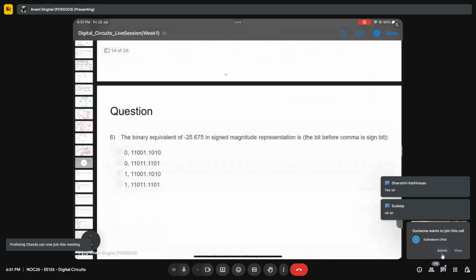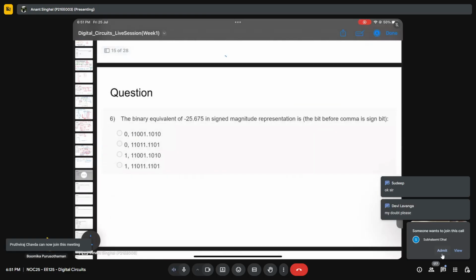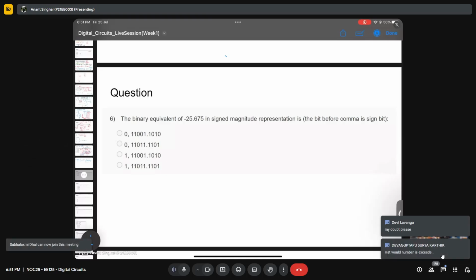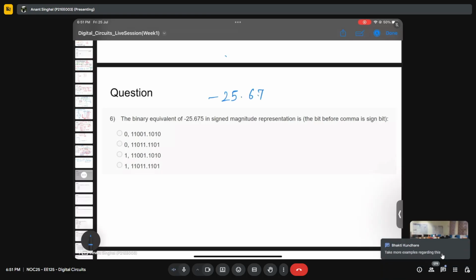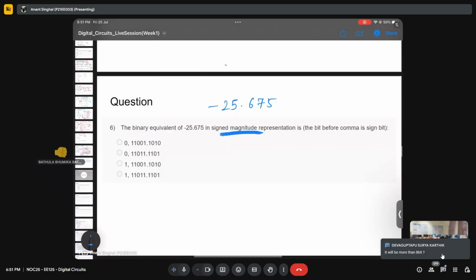Okay, yeah. So let's move to the next problem, which is similar to the problem that has been posted by someone. It says: the binary equivalent of minus 25.675 in the sign magnitude representation. So again, remember it's sign magnitude. The question has said that the bit before the comma is the sign bit. So since we have a negative, what options can we eliminate? Can someone tell?